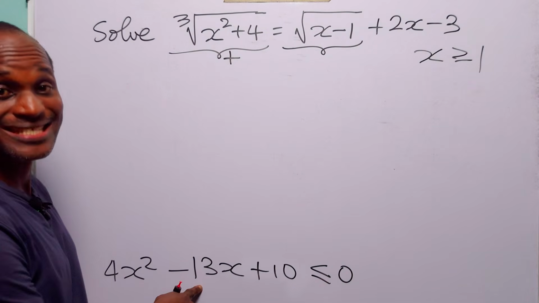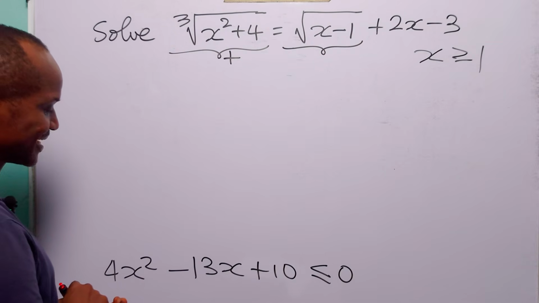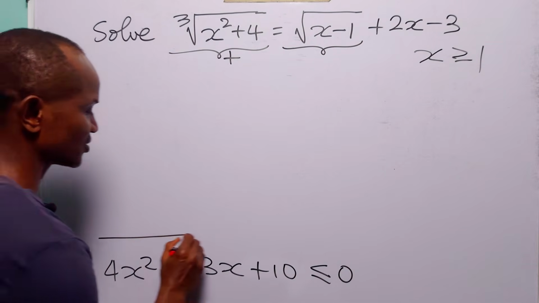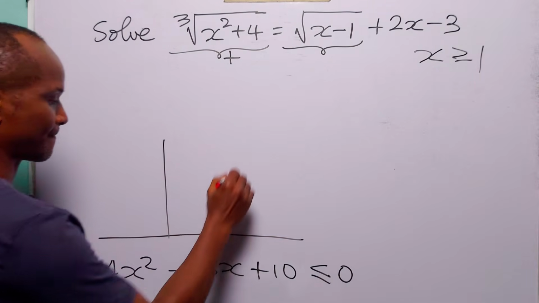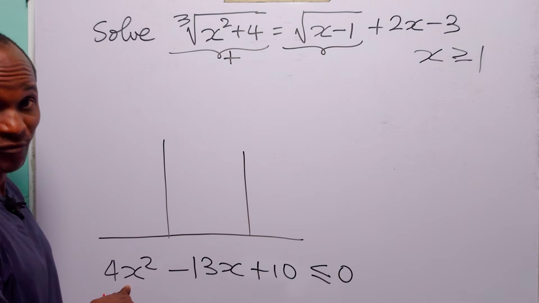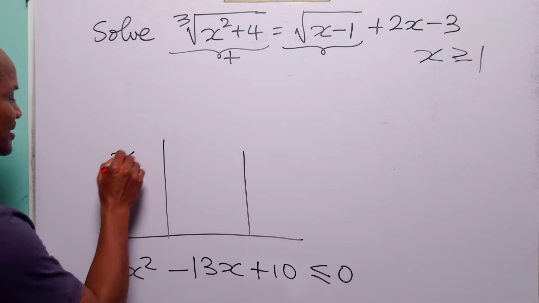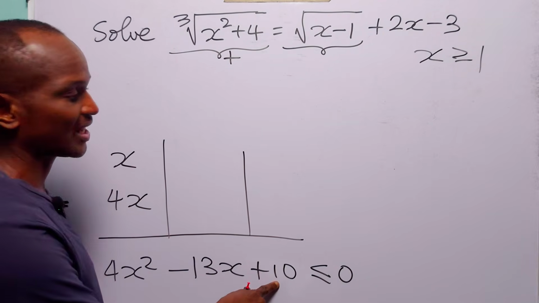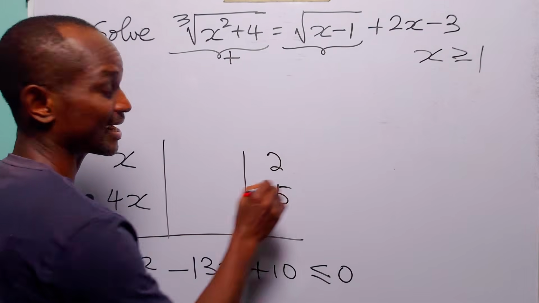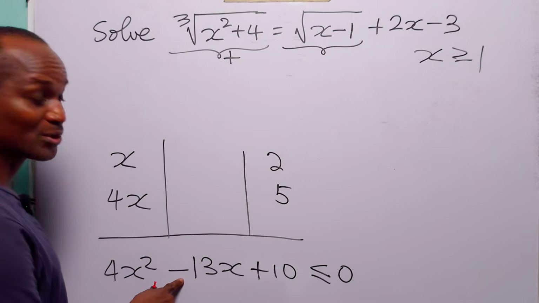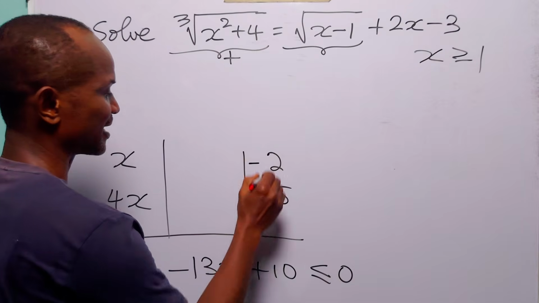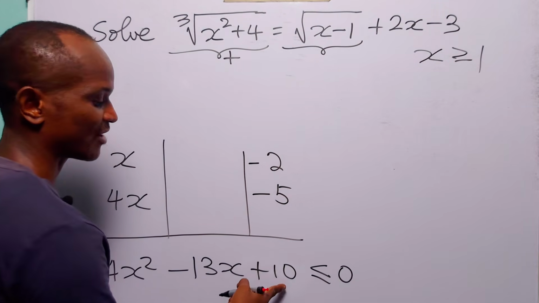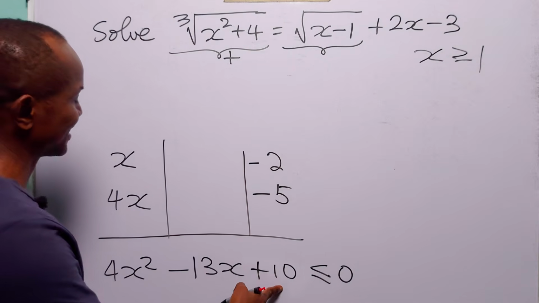Now, we can factorize the left-hand side of this quadratic inequality. Since the coefficient of x squared is not 1, let us use the table method. What are the factors of 4x squared? We have x times 4x. What are the factors of 10? We have 2 times 5. But now the middle term is negative. So let this be minus 2 and let this be minus 5. Of course, you know that minus 2 times minus 5 is still going to give us plus 10.